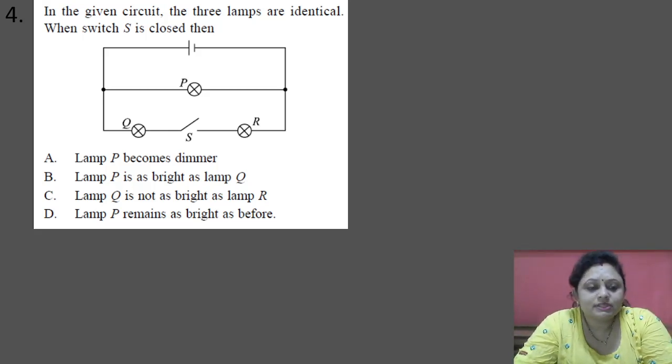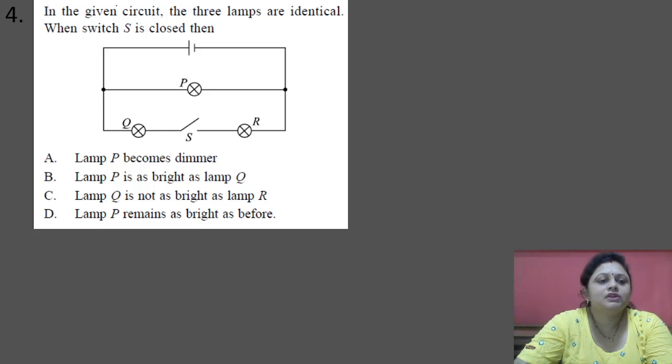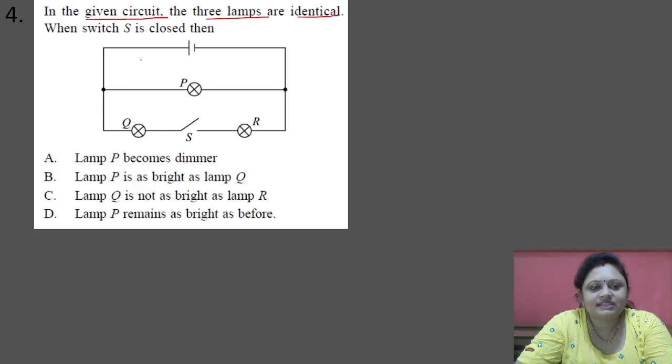C, lamp Q is not as bright as lamp R. D, lamp P remains as bright as before. Okay, so in the given circuit, three lamps are identical. We can see three lamps, P, Q and R. And when switch S is closed, then what will happen?